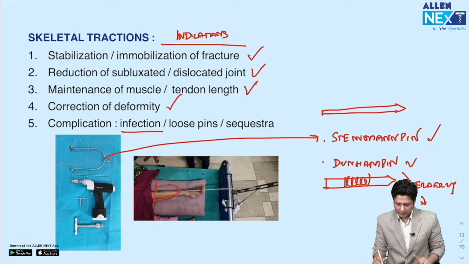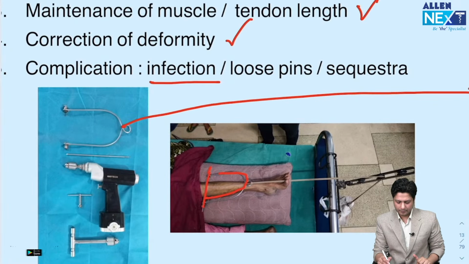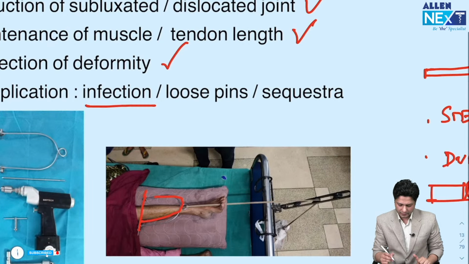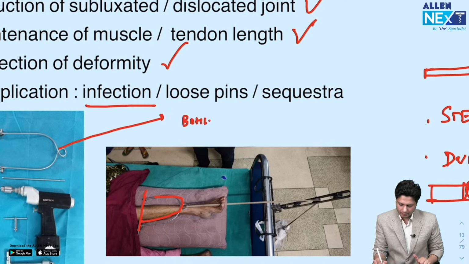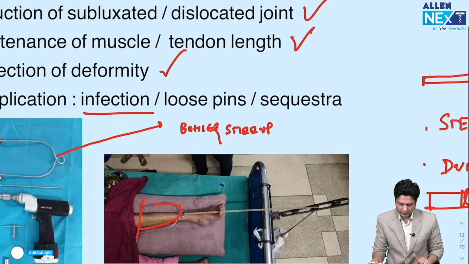Now the second is the bowler stirrup. Now this is a pin which we have already talked about. Now the second thing is the bowler stirrup. This one. It is the bowler stirrup. All right, so these are the components.